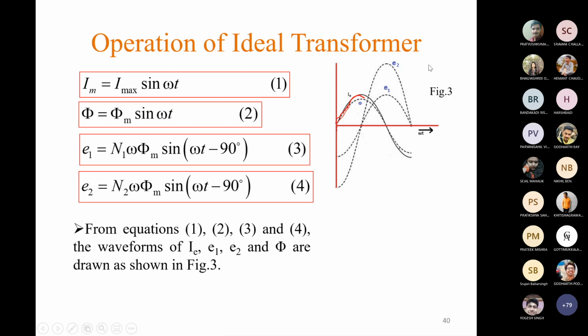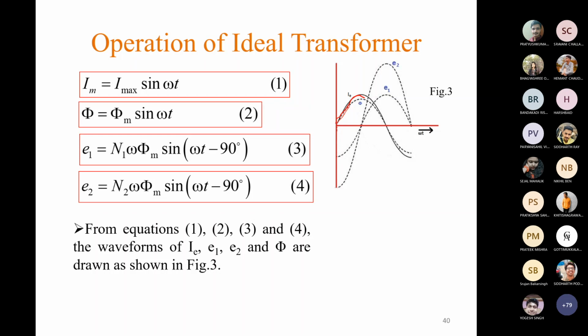Next, the two induced EMFs E1 and E2. You can see from equations 3 and 4 that both these EMFs lag the flux or the exciting current by an angle of 90 degrees. So if we take the flux phasor as the reference phasor, we have to draw E1 and E2 vertically downward. Using these waveforms we can draw the phasor diagram.